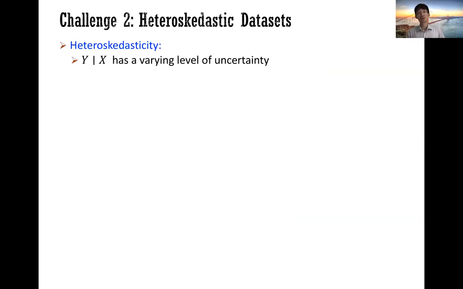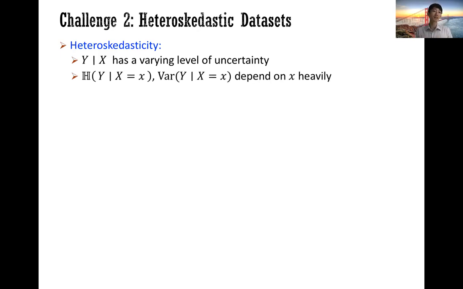So the second challenge in this talk that we are trying to address is the so-called heteroskedasticity in the data sets. So let me just briefly review the definition of heteroskedasticity, which is a commonly used concept in classical statistics. Heteroskedasticity means that y given x, the observation or label given x, has a varying level of uncertainty. Or maybe more technically, the entropy of y given x or the variance of y given x heavily depends on the choice of little x.